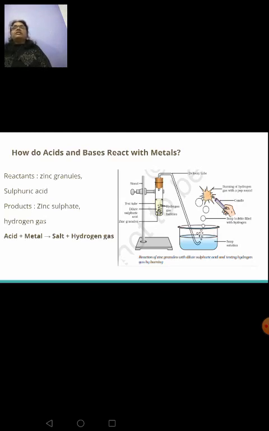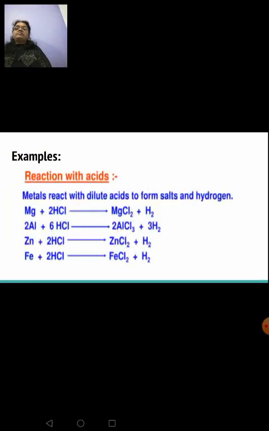So whenever acids and metal react with each other, they form salt and liberate hydrogen gas. Next we will see some examples of the reaction of metals with acids.